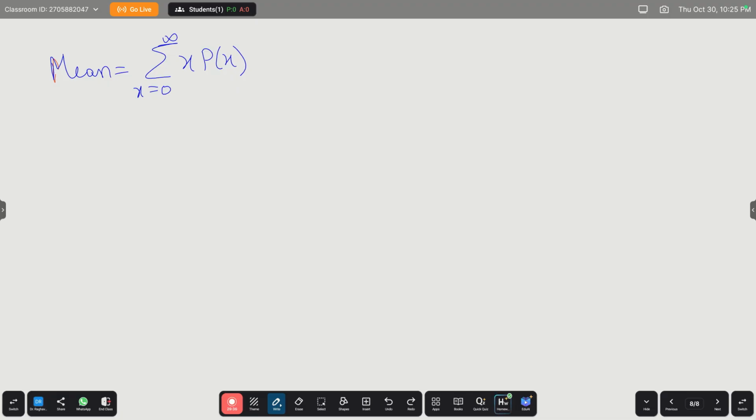So mean is this. We will replace p of x here, summation 0 to infinity x. In case of binomial we replace p of x by nCx p power x q power n minus x, but here we replace it by mu power x e power minus mu divided by x factorial. In fact, this proof is easier than the binomial distribution's proof, because there we use the binomial theorem, and here we use Maclaurin's series expansion, which looks much simpler than the binomial expansion.